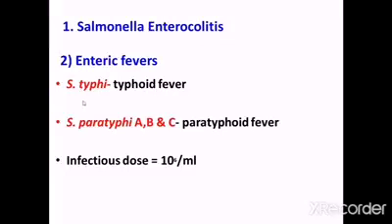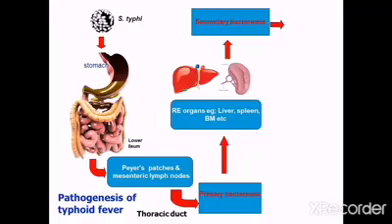Enteric fevers. So you can see there is Salmonella typhi, which produces typhoid fever. So we'll discuss the pathogenesis of this typhoid fever. The clinical features of paratyphoid and typhoid fever overlap. Infectious dose of Salmonella typhi is 10 to the power 6 per ml. Typhoid bacilli enter through the oral cavity with an infectious dose of about 10 to the power 6 to 10 to the power 9 per ml with food or water.